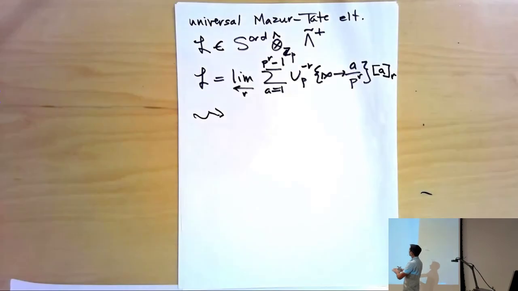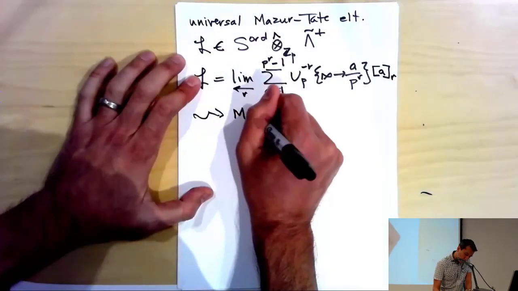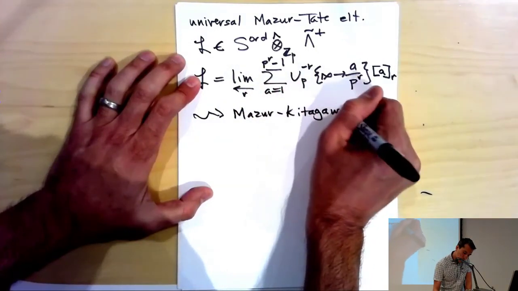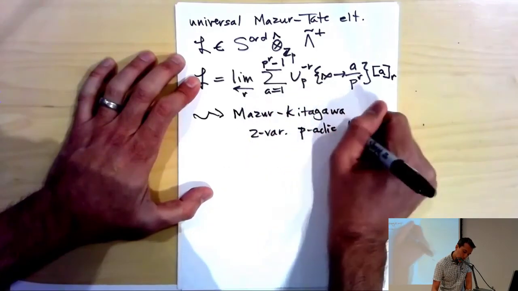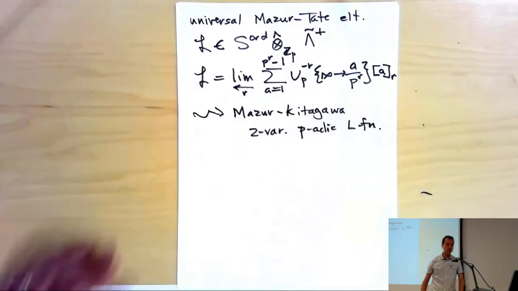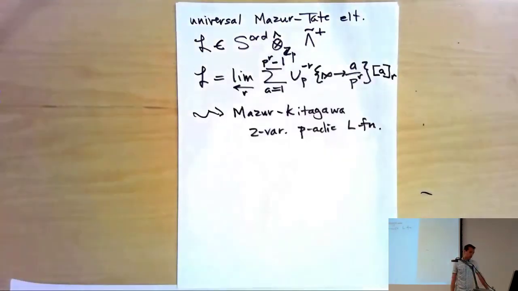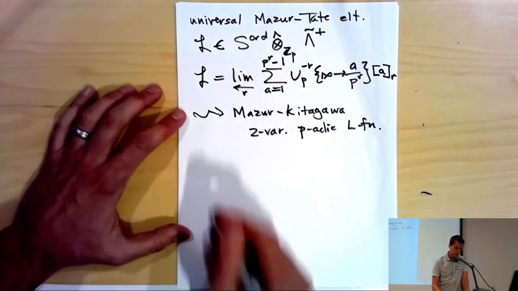So this is some very explicit thing, but it is like the power series corresponding to an L function, right? And what L function? This gives you the Mazur-Kitagawa two-variable p-adic L function. That's what I called it in the paper. But really it's a universal Maser-Tate element, because these things are called Maser-Tate elements. So, great.